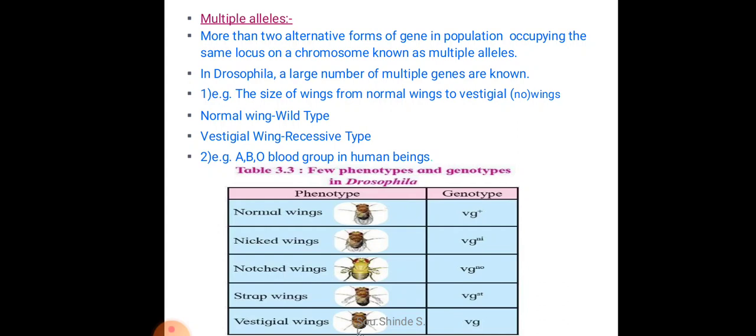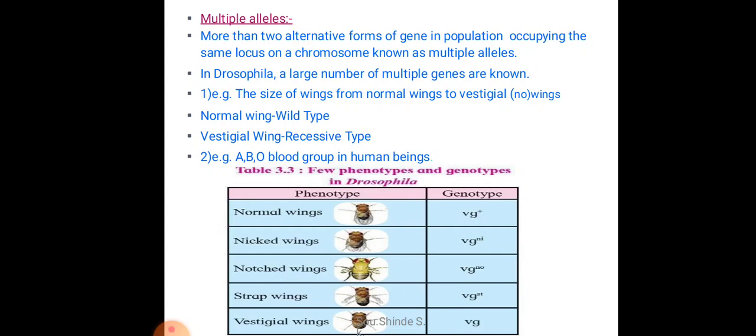The different alleles in a series may show dominant and recessive relations, or may show codominance or incomplete dominance. The wild type is dominant over all other mutant alleles. For example, in Drosophila, a large number of multiple alleles are known, in the size of wings from normal wings to vestigial wings. The normal wing is the wild type and the vestigial wing is the recessive type.